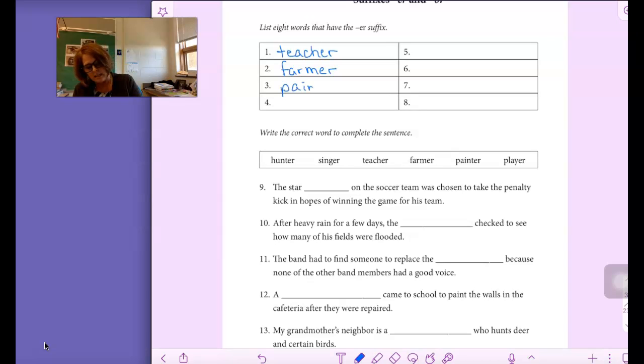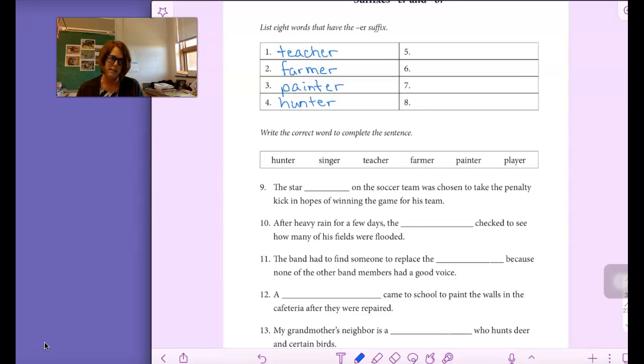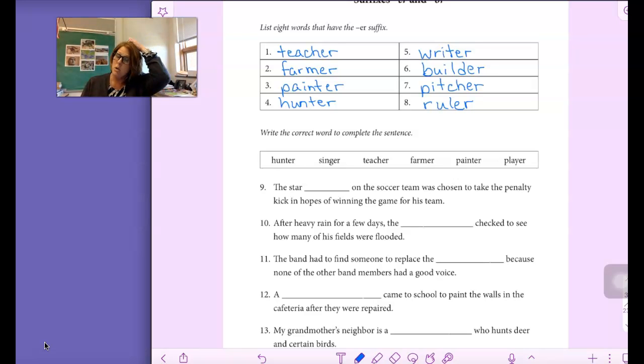So painter, a person who paints. Hunter, a person who hunts. And let's do writer. What else did we do? Maybe builder, a person who builds. Pitcher, a person who pitches. And ruler, a person who rules. Now, if you find other ER words, please feel free to write those. You don't have to use the ones that I used.